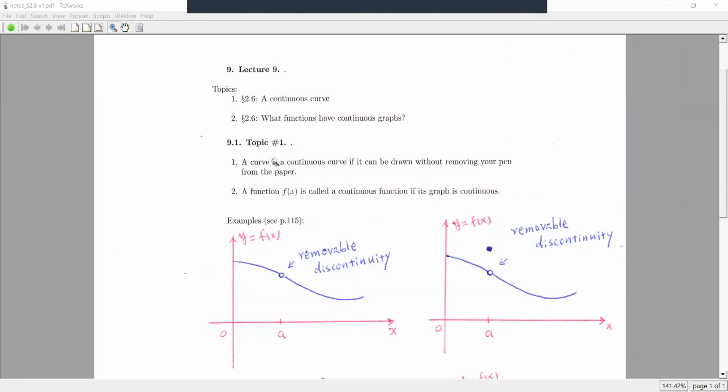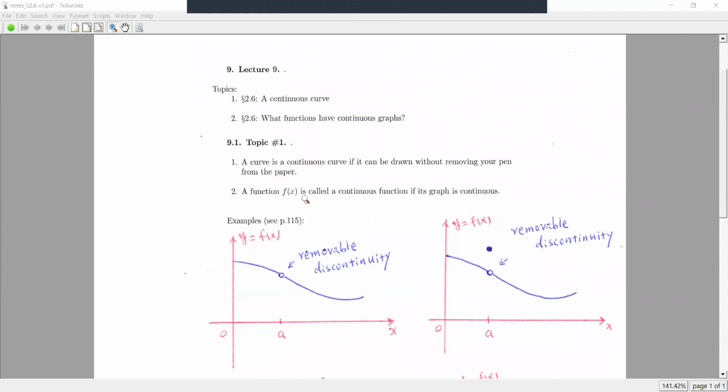Now, topic 1. A curve is a continuous curve if it can be drawn without removing your pen from the paper. For example, this curve is not a continuous curve. Precisely, this curve is continuous everywhere except at this point. When you draw this curve with a pen, at this point, you have to remove your pen from the paper, then continue.